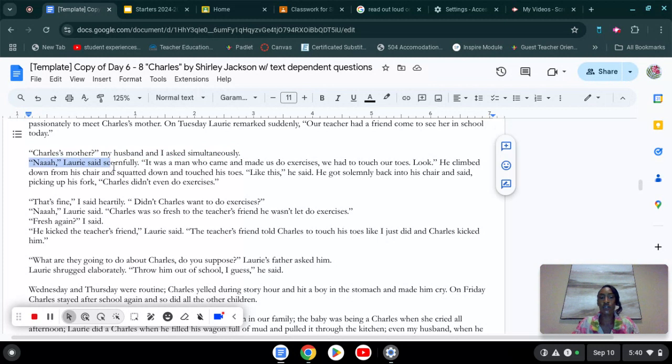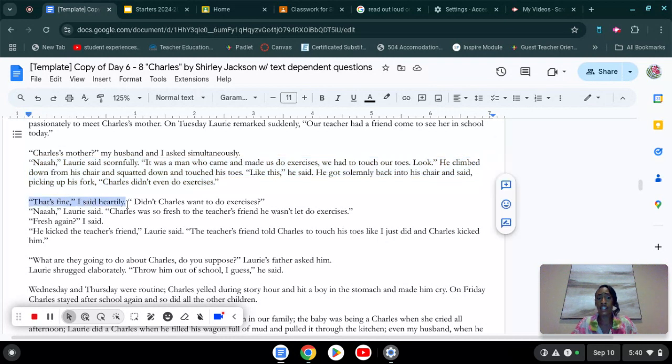"Nah," Laurie said scornfully. "It was a man who came and made us do exercises. We have to touch our toes. Look." He climbed down from his chair and squatted down and touched his toes. "Like this," he said. He got solemnly back into his chair and he said, picking up his fork, "Charles didn't even do exercises."